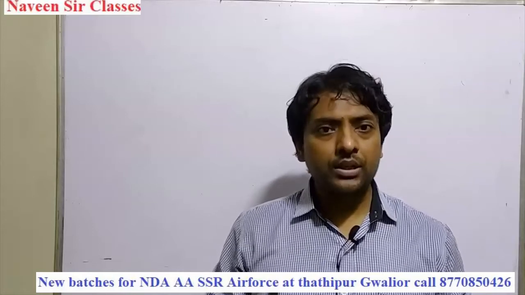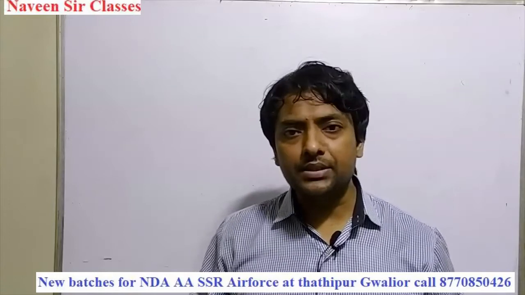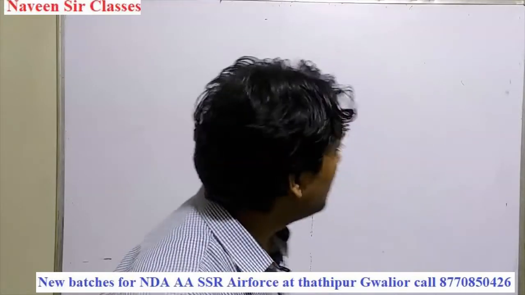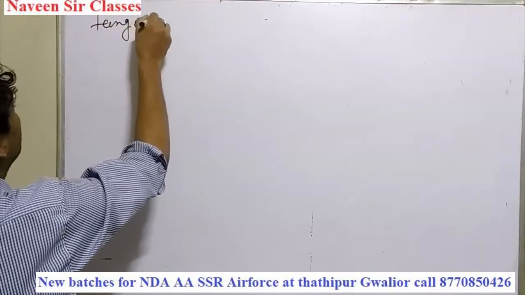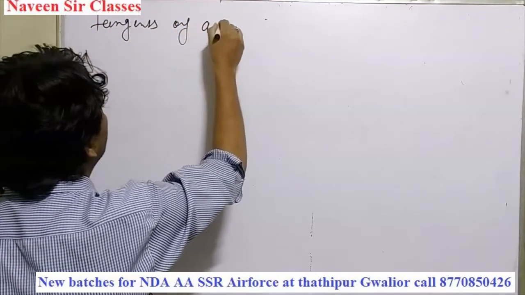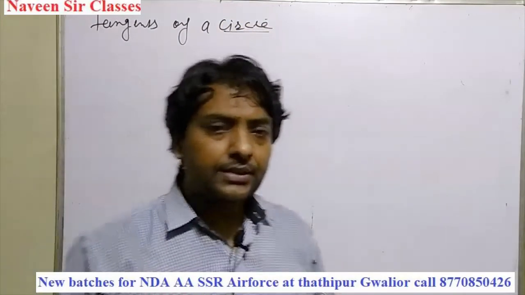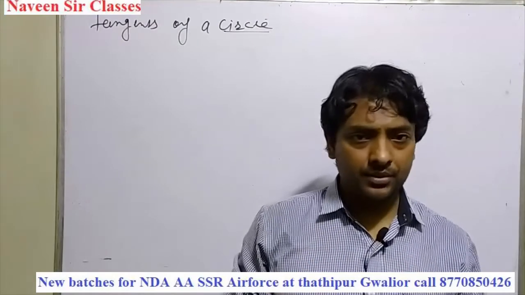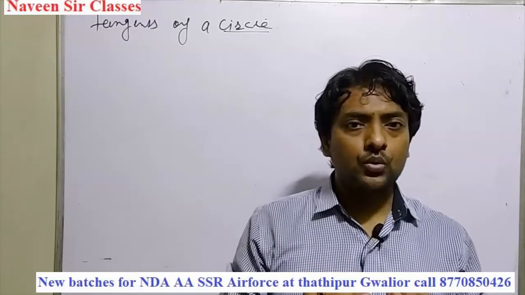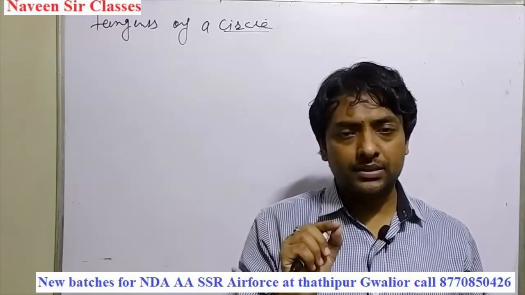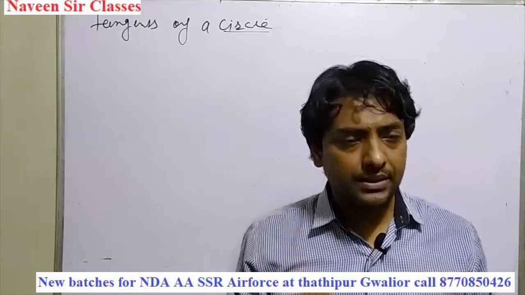Today I am going to take a short topic from circle, and the topic is tangents of a circle. So let's start the topic: tangents of a circle. So what is a tangent? A tangent is a line which touches our circle. We call it a tangent line, and shortly we call it only a tangent.